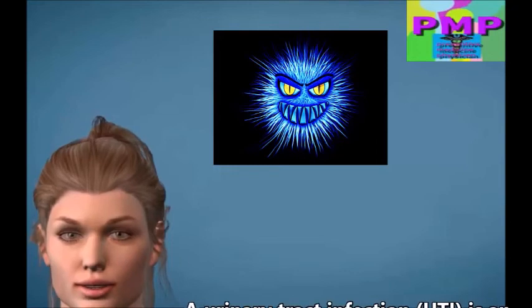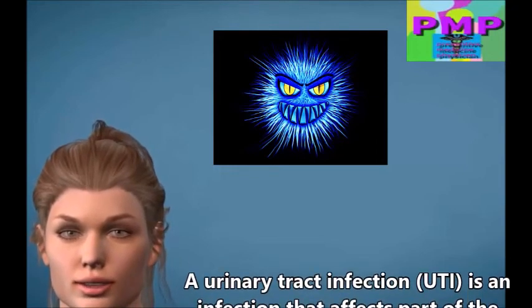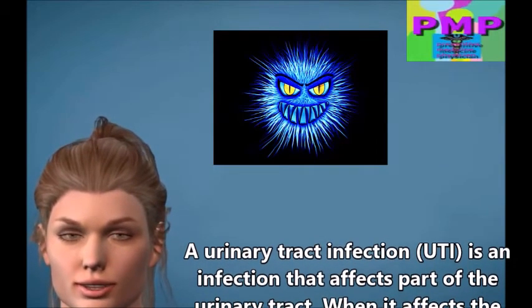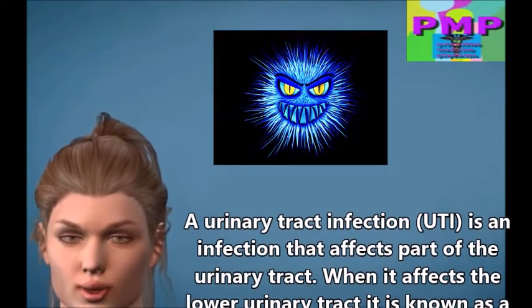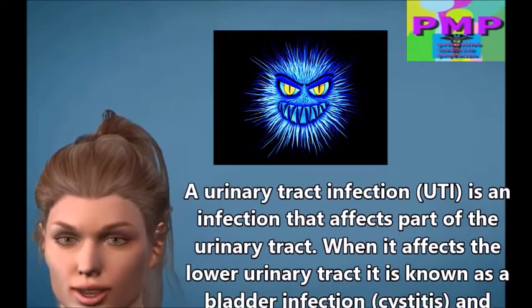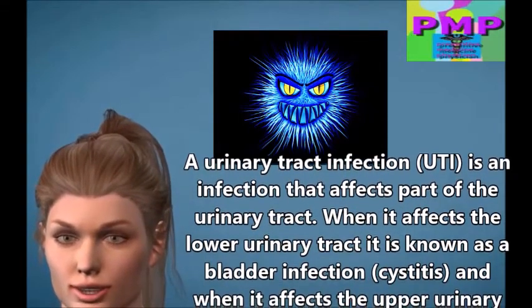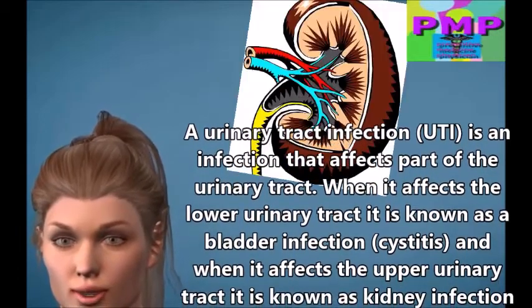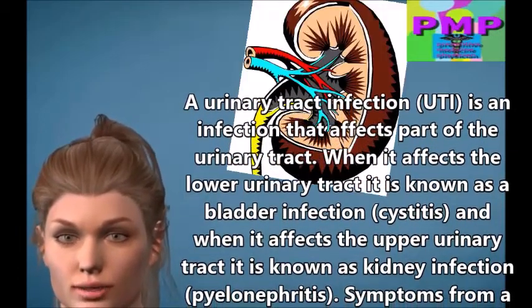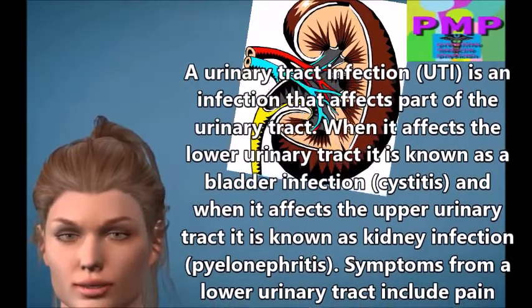A urinary tract infection, UTI, is an infection that affects part of the urinary tract. When it affects the lower urinary tract, it is known as a bladder infection, cystitis, and when it affects the upper urinary tract, it is known as kidney infection, pyelonephritis.